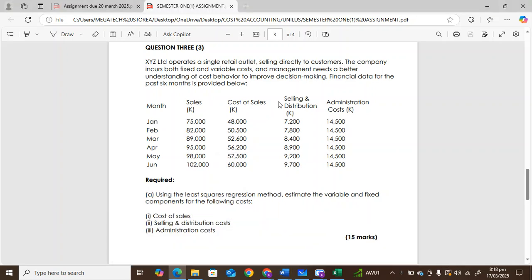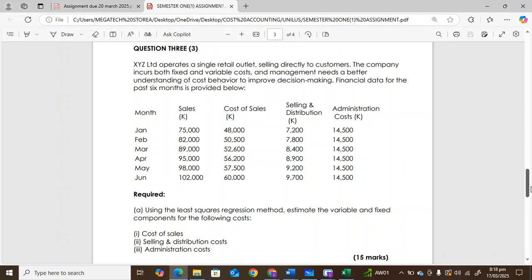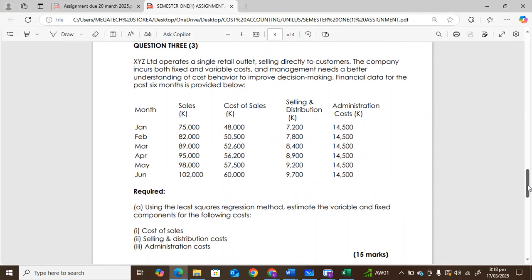So colleagues, when we look at sales and administration costs, which one goes on the x-axis, which one will go on the y-axis? Because when you're doing this type of question, you have to correctly put the item that goes on the x-axis and the one that goes on the y-axis. Otherwise, you get an inverse equation. So between sales and admin costs, which one will go on the x and which one on the y?